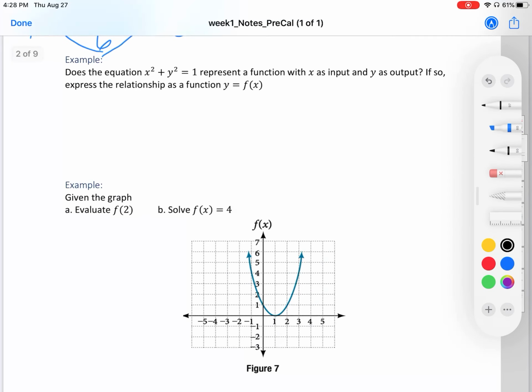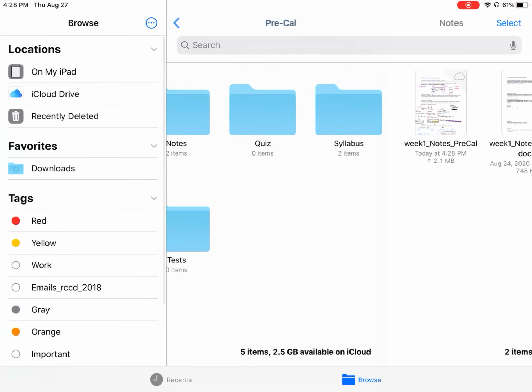Next example, does the equation x squared plus y squared represent a function with x as an input and y as an output? If so, express the relationship as a function of y equals f of x. So to begin, no, it doesn't represent a function, mainly because we don't have that special relationship between x's and y's. We'll talk about it relatively soon, where we talk about not the horizontal line test, but the vertical line test. But for now, let's approach it the way we did in the previous section.